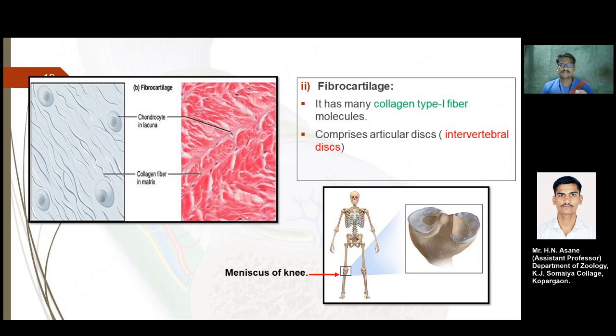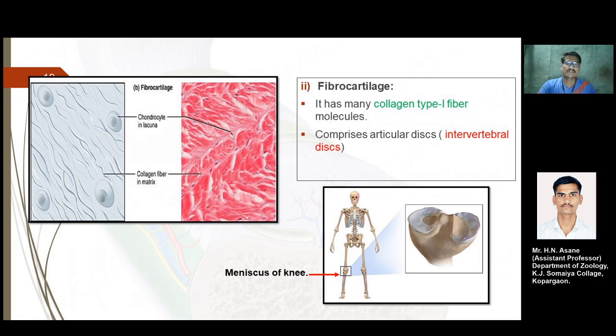In the meniscus of the knee, these fibrocartilages, you can see in the picture the chondrocytes, the cells of the cartilages, in lacunae, and an abundance of collagen fibers is seen. But elastic fibers are not present over here. So these cartilages are not elastic like the other elastic cartilages.